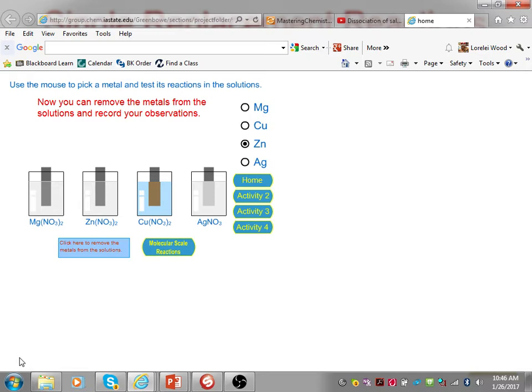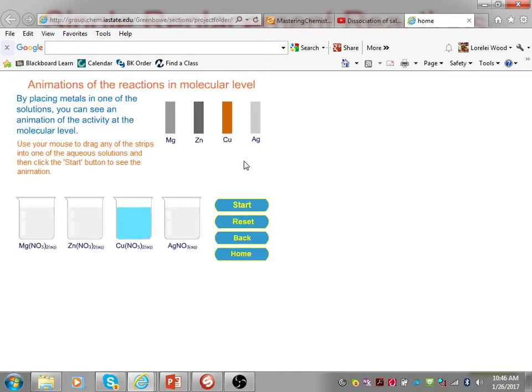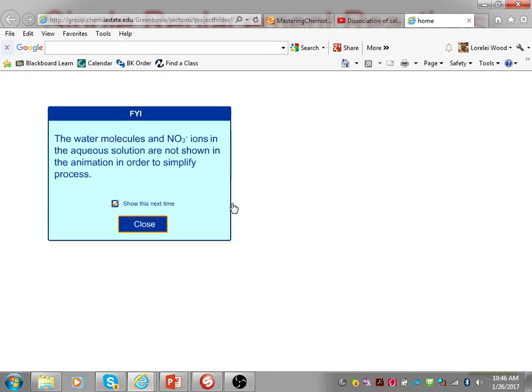Now what I also like about this particular animation is now you can look at the molecular scale. So let's take our, let's see, it was zinc. And we're going to put it into the copper solution, because that's when we knew it reacted, right? That's when we got the precipitate. So we're going to start it. The water molecules and nitrate ions are not shown.